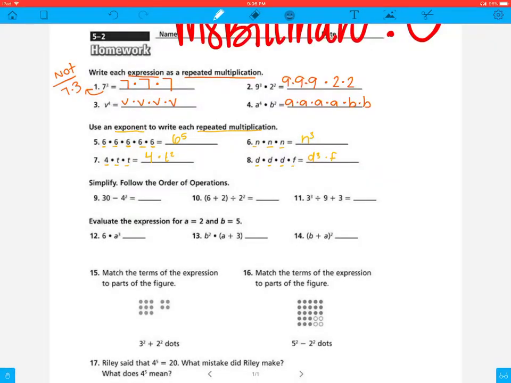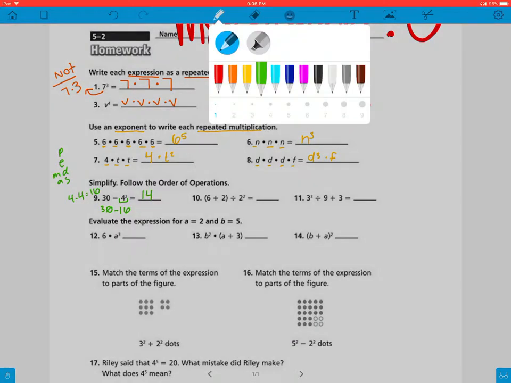So let's simplify, following the order of operations. Remember, the order of ops is, please excuse my dear Aunt Sally, parentheses, exponents, multiplication and division, left to right, and addition and subtraction, left to right. So I start with my exponents. 4 multiplied by 4 is 16. So 30 subtract 16 is 14. Ooh, I almost said multiply.